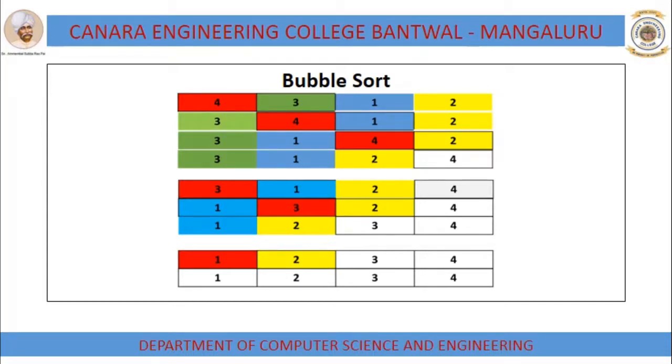1, 2, 3, 4. So here 4 elements are there. So 3 times I'll have to scan the array, and each time I'll have to compare the adjacent elements. If they are not in sorted order, then I'll swap them to bring them to sorted format. If they are in increasing order, that is in ascending order, then I need not swap them.